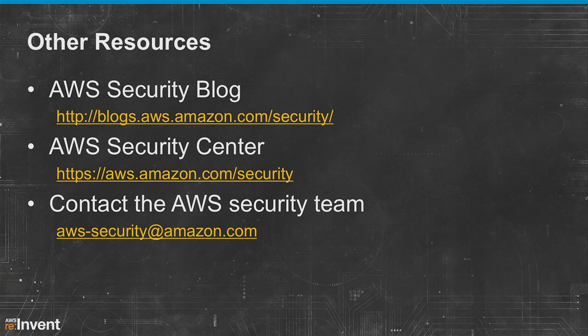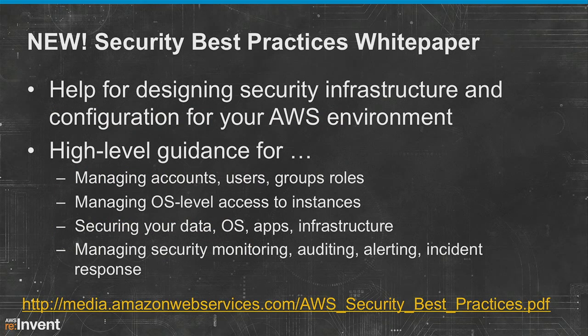In addition to the overview of security processes at the AWS Security Center, which you may have seen before, earlier this week we released a customer-focused security best practices white paper. This is meant to help you design security infrastructure and configuration for your AWS environment. It's high-level guidance for managing accounts, managing OS-level access, and securing your data, but it also goes into managing security monitoring, auditing, alerting, and incident response as well. We also cover other topics such as DDoS, and a number of different things that you do within particular services to achieve certain security objectives. That paper is available now.